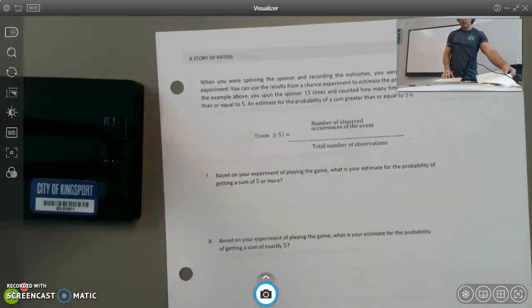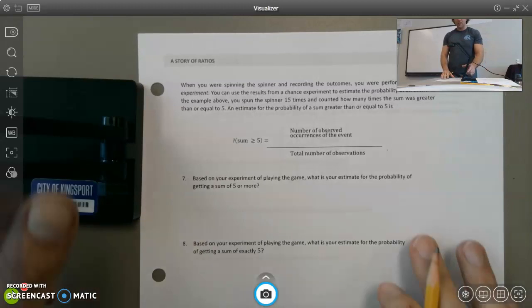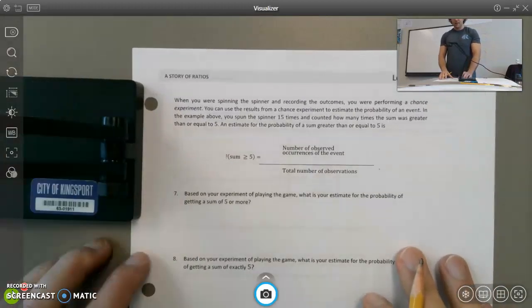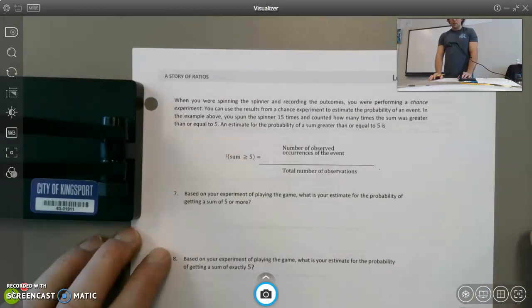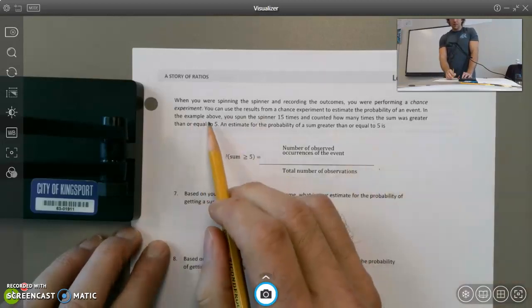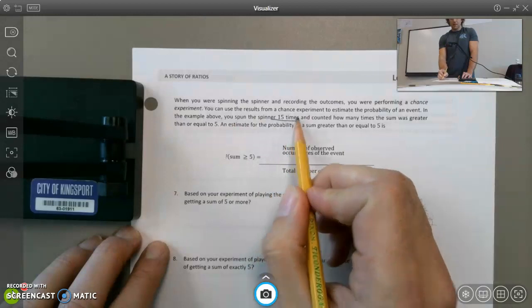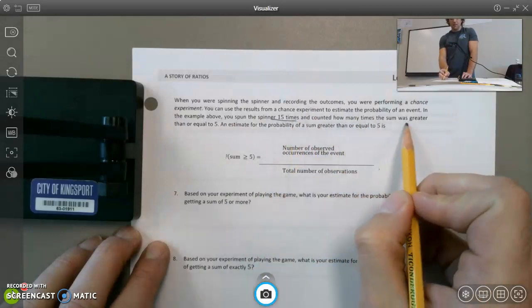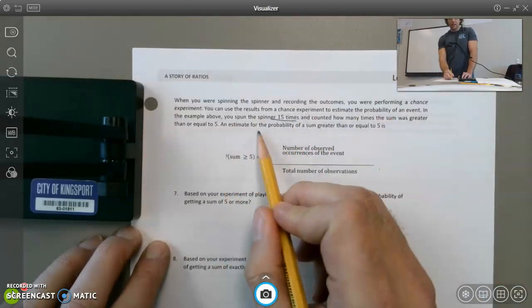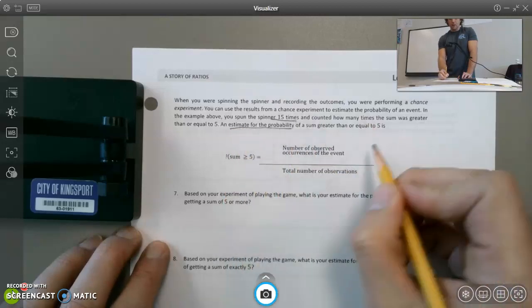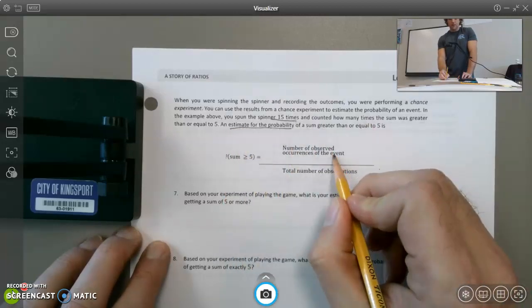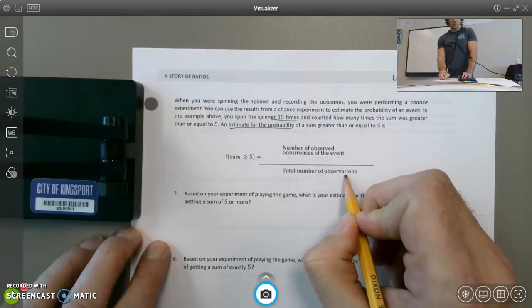When you're spinning the spinner and recording outcomes, you are performing a chance experiment. You can use the results from a chance experiment to estimate the probability of an event. In the example, you spun the spinner 15 times and counted how many times the sum was greater than or equal to 5. An estimate for the probability was the number of observed occurrences over the total number of observations.